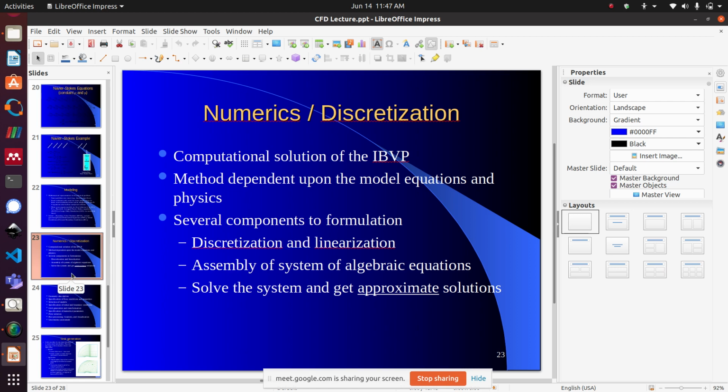You find out X by solving the system using different methods. I hope you understand what I'm talking about. So this is the discretization part. You convert the differential equation into a system of algebraic equations, and we solve the system to get an approximate solution.